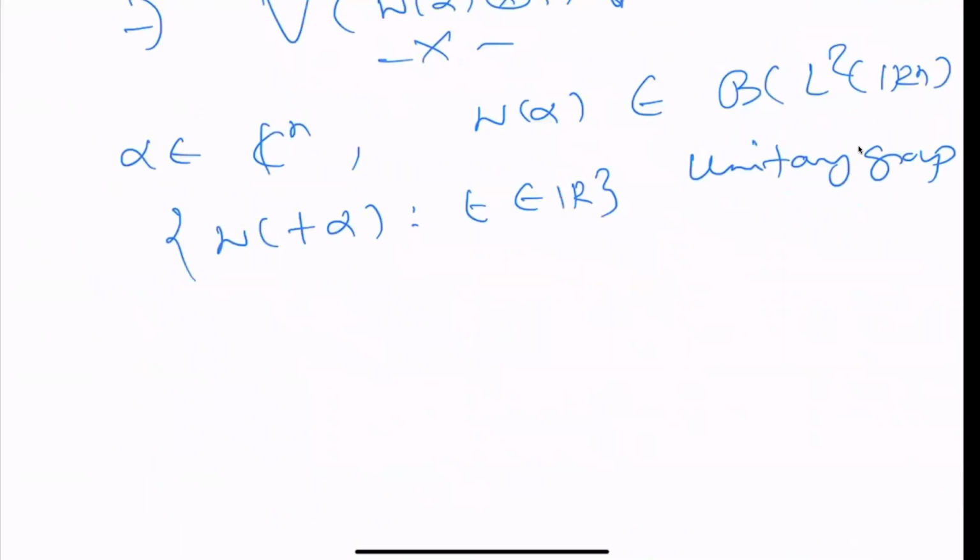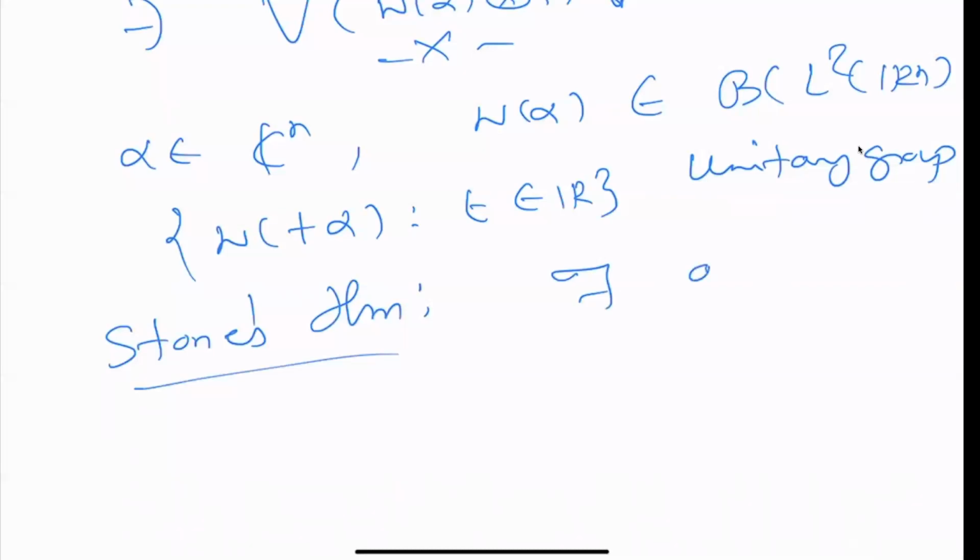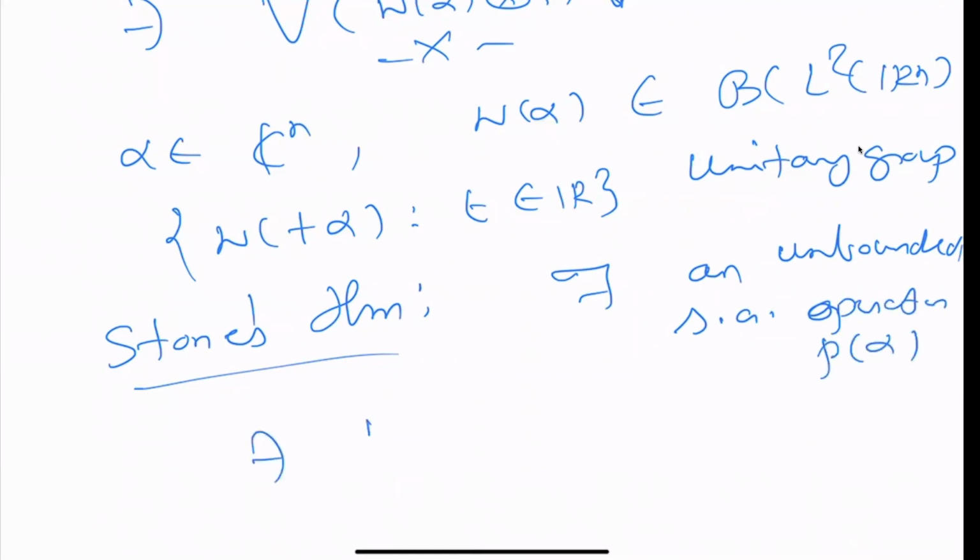So Stone's theorem says that there exists an unbounded self-adjoint operator P alpha such that this W of T alpha is equal to e power minus i T P alpha.